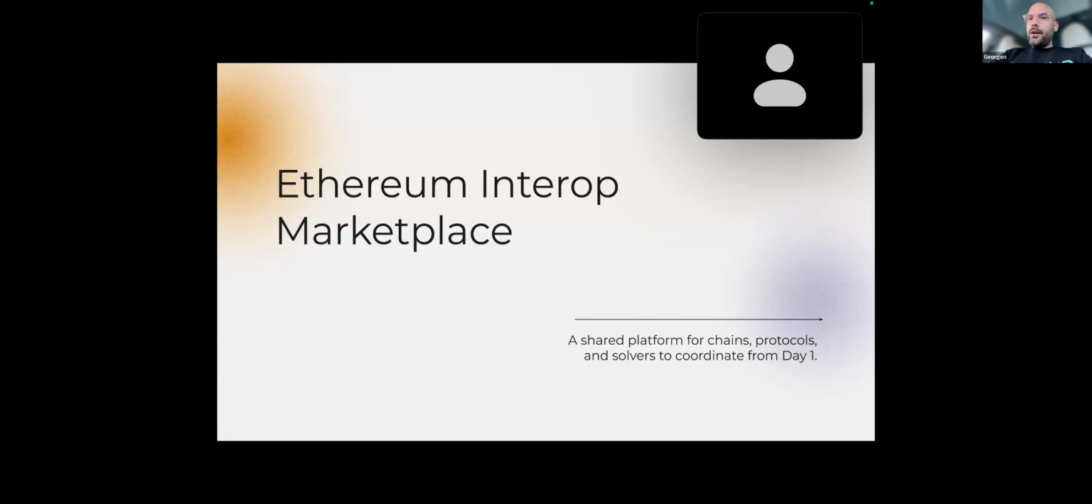So what's the Ethereum Interop marketplace? That idea was born at Denver, the offsite, in the Intents group. So the people there, after a couple of discussions, decided that it's a good idea to start working on some sort of marketplace. So essentially a shared platform for chains, protocols and solvers.